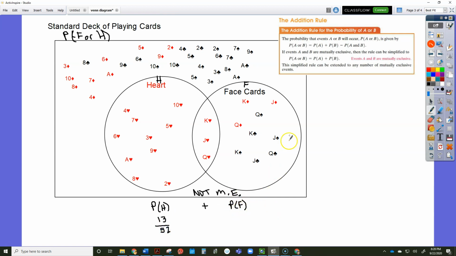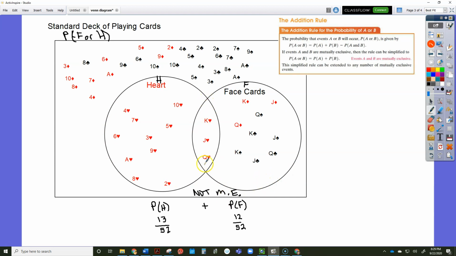The probability of drawing a face card, that's 12 out of 52. If I just simply add those two together, I'm going to get a total of 25. And if you go in here and count these, 1, 2, 3, 4, 5, 6, 7, 8, 9, 10, 11, 12, 13, 14, 15, 16, 17, 18, 19, 20, 21, 22, I only get 22. So if I find the probability of heart and add it to the probability of face card, I'm going to get too many. I'm going to get 25 when there's really 22 in here. Why am I getting too many?